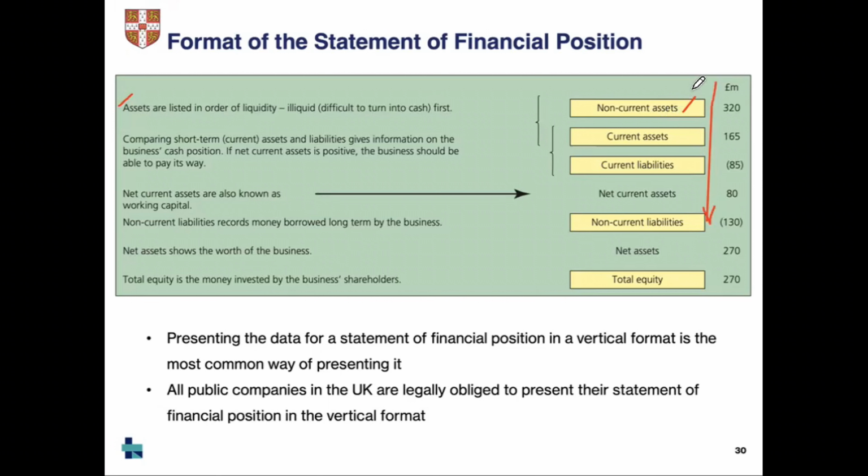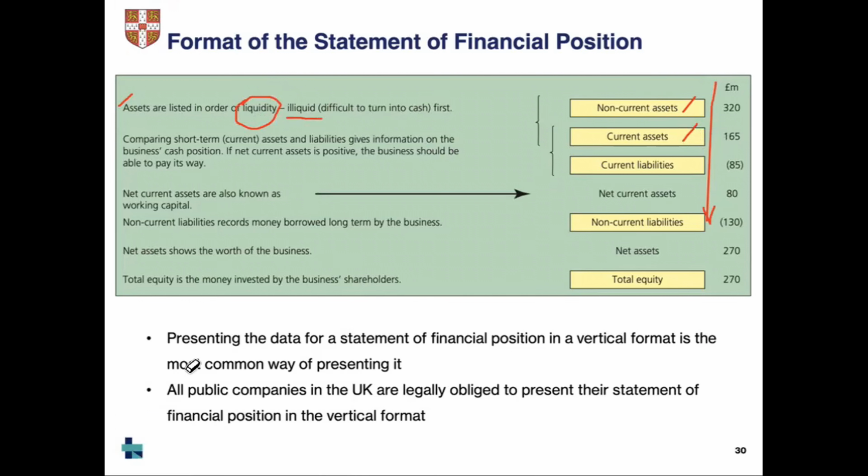So we are talking about land, buildings, vehicles, and machinery, etc. It is difficult to turn these things to cash compared to, say, cash itself or compared to inventory. So these assets are listed first. Non-current assets are listed first in the order of liquidity. And I've explained what liquidity is. The illiquid, those that are difficult to turn into cash, are listed first. So non-current assets come first, and then current assets follow.